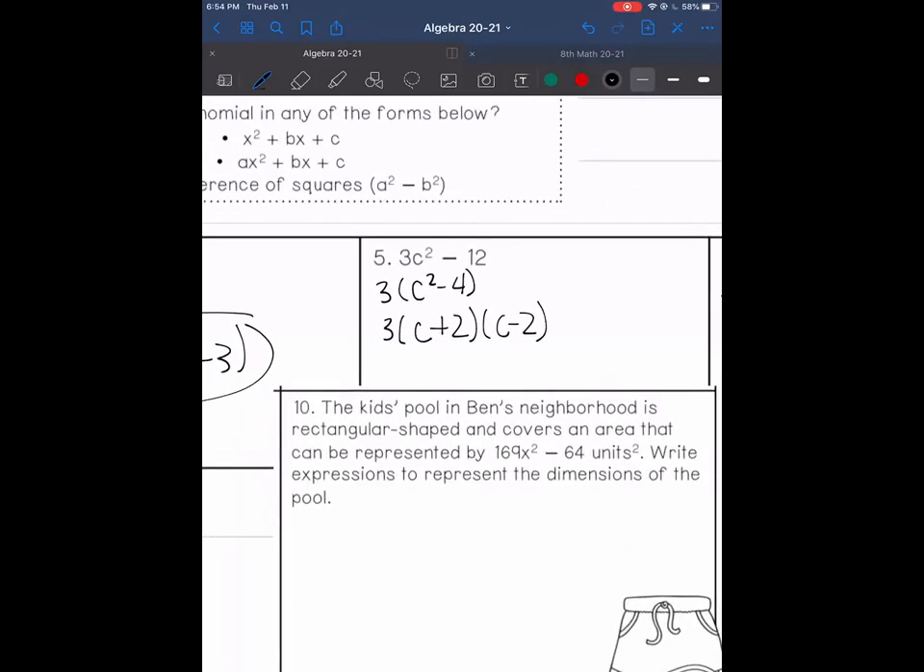So let's do kind of an applied problem. The kids' pool in Ben's neighborhood is rectangular shaped and covers an area that can be represented by 169x squared minus 64 units squared. Write the expression to represent the dimensions of the pool. Okay, so it says it's a rectangular shaped area. So we need to factor. But it's already a difference of squares. We don't have a greatest common factor, but both of those are squares.